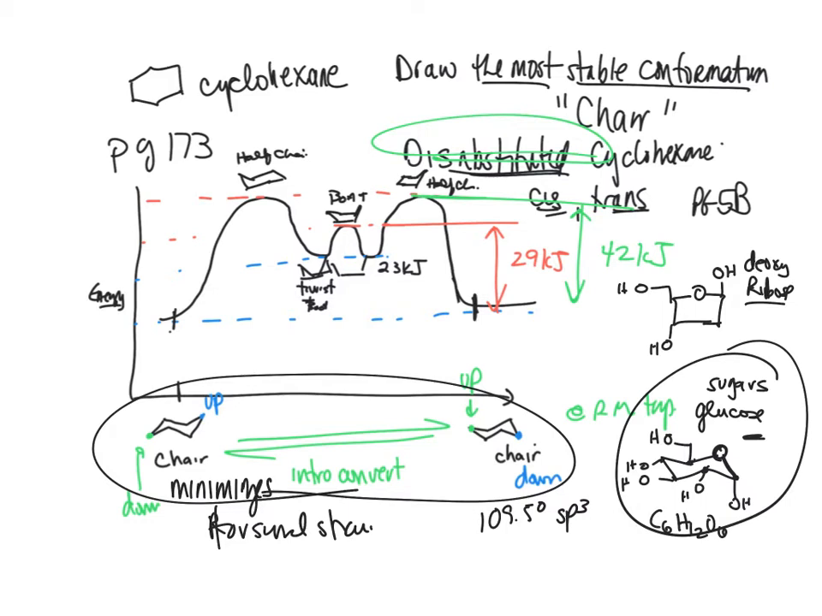So you need to see that in the boat here, you have a hydrogen here and a hydrogen here, and these are called flagpole hydrogens, and that's why they're higher energy, the flagpole hydrogens. But in order to go to this lower ring flip, you have to go through the half chair and the twist boat.